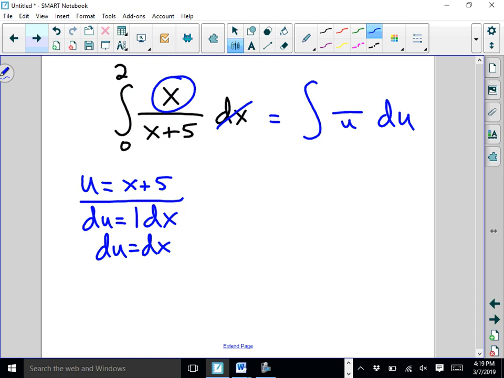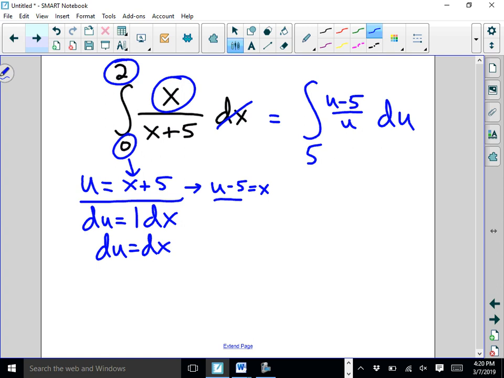So if u equals x plus 5, then u minus 5 equals x. So I can't put an x up here, but I can put u minus 5 because that's equivalent to x. Okay? Really tricky. I also need to adjust these bad boys. So I'm going to plug in 0 for x here. 0 plus 5 is 5. I'm going to plug in 2 down there. 2 plus 5 is 7.